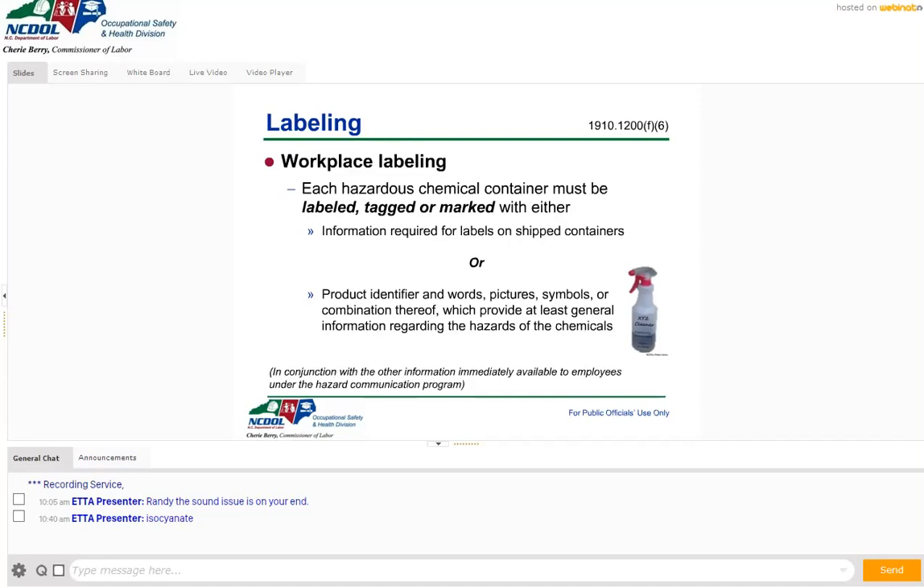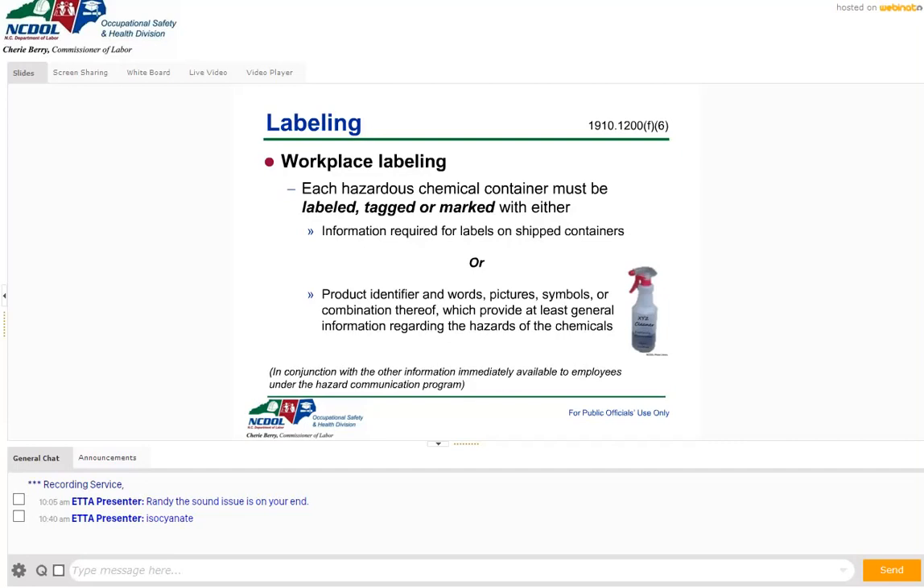Now, give me some examples of labeling systems that companies use for secondary containers. Go ahead. This is your time to type in. Okay, Deborah. Wow. That was fast. Okay, Deborah has identified the two that are recognized that we see on containers.